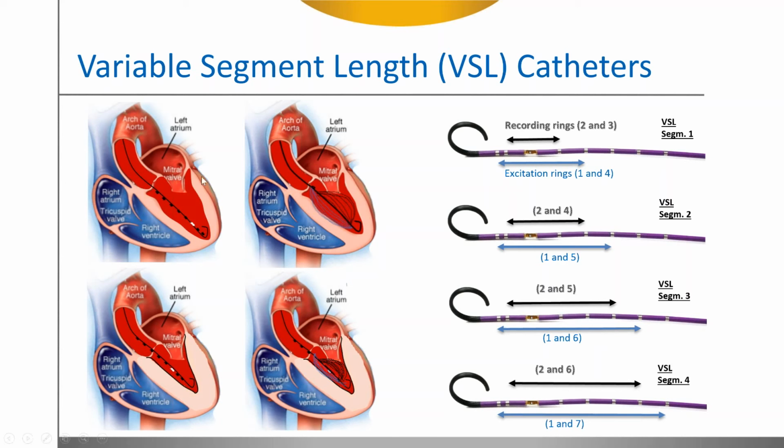Sketches on the left, at the first row, show a healthy heart, for example. The PV catheter passes through the aortic valve into the LV. Ring configuration, for example, 2 and 6 recording, 1 and 7 excitation. This would be VSL number 4. The cartoon below shows an LV hypertrophy situation with the same catheter inserted through the aortic valve, but now using VSL segment 1 configuration.